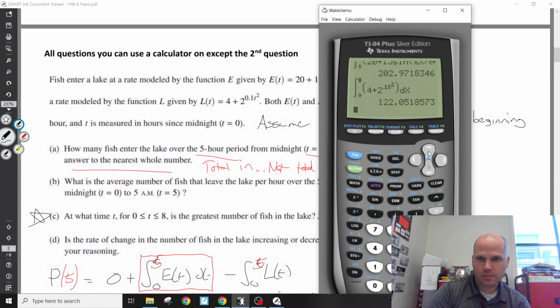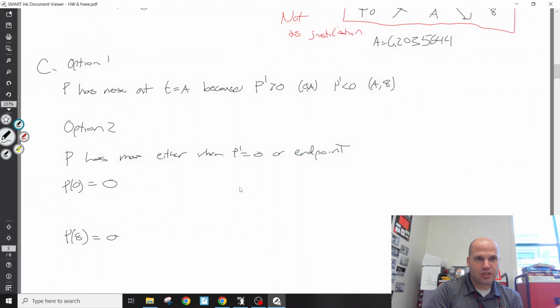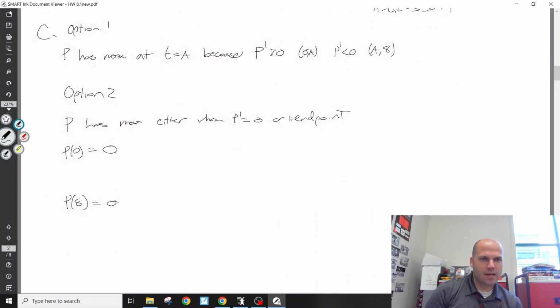Subtracting those two numbers, total in minus total out. Instead of doing that, you could realize, plus you're adding 0 to it. Instead of doing that, you can just say, oh, the area under P prime will be the displacement of P. I add it to my initial amount.